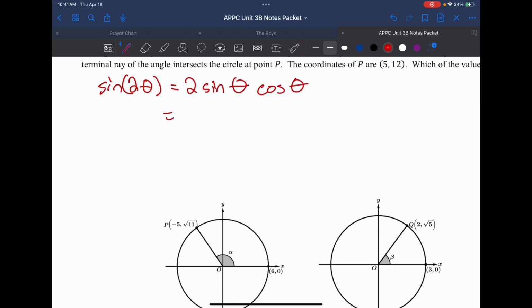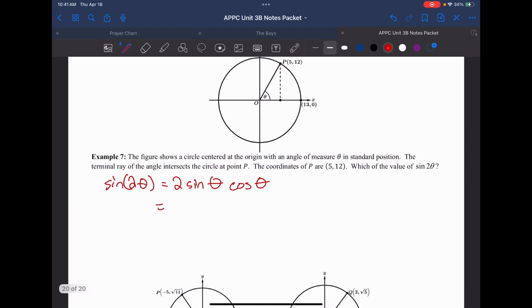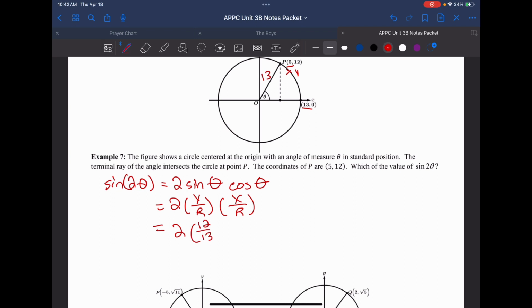Okay, now let's plug in what we know. Sine of theta, so 2 times my sine of theta is, remember, sine is y over r. And cosine is x over r. And it already gives me my x is here, my y is here, my radius is 13. So that gives me 2 times my y value is 12 over 13, and then cosine is x over 13, so 5 over 13.